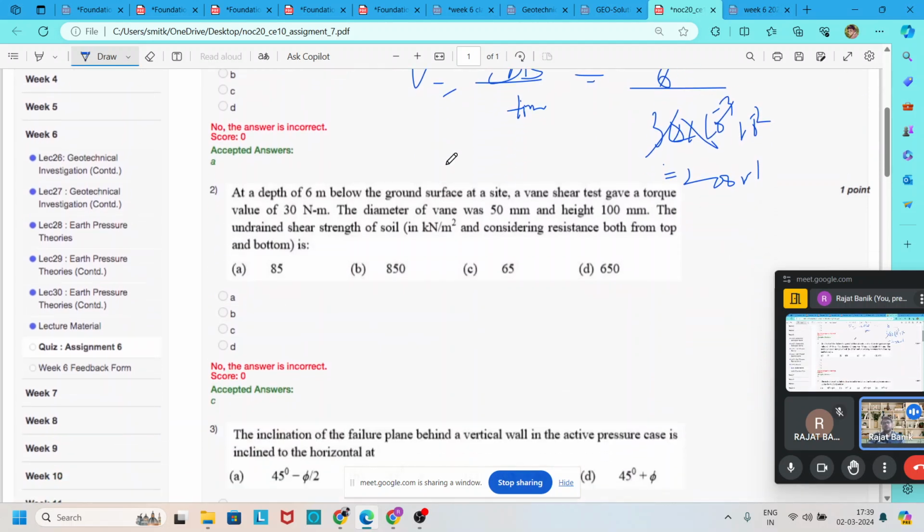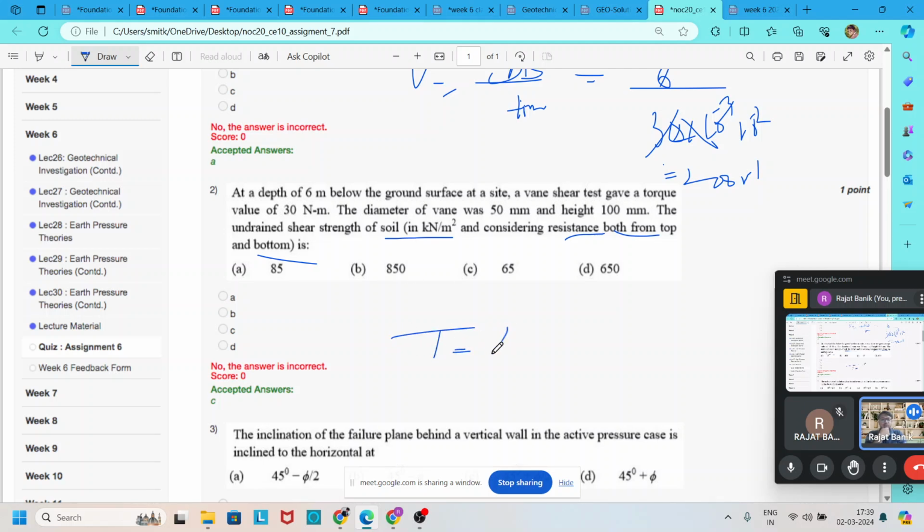Then in question number 2, it is said that at a depth of 6 meter below the ground surface at a site, a vane shear test gave a torque value of 30 Newton meter. The diameter of the vane was 50 millimeter and height was 100 mm. We have to find the undrained shear strength, considering the resistance from both top and bottom. So we have to use this formula.